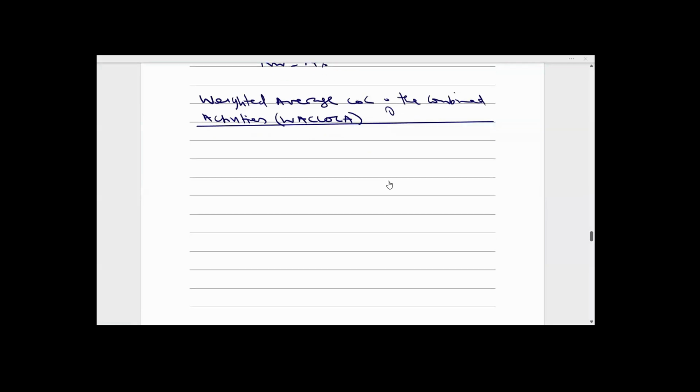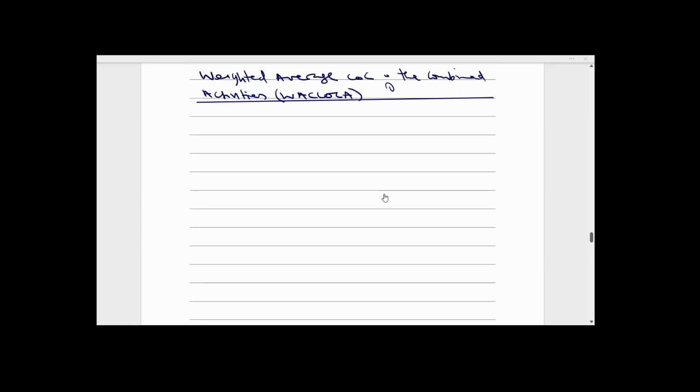Now, you see, WACCA is similar to project specific, but when do you calculate WACCA? I told you when we started this topic that there are three different ways you can calculate cost of capital depending on the information given in the question. We have traditional weighted average cost of capital, project-specific cost of capital, and then weighted average cost of capital of the combined activities. We have done traditional work. We have also done project-specific work. This is the third one. Now, when do you calculate WACCA?